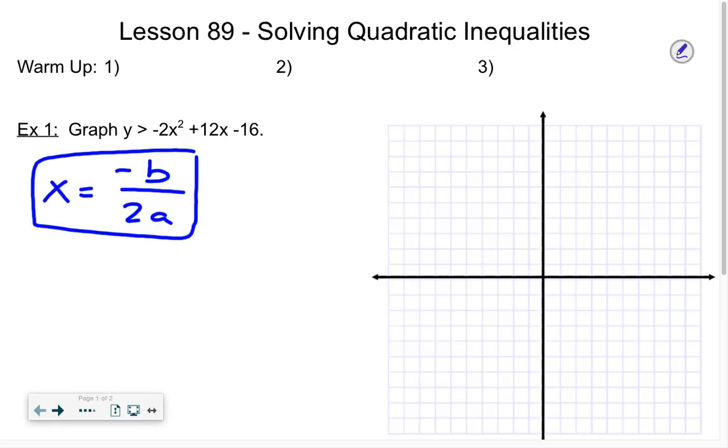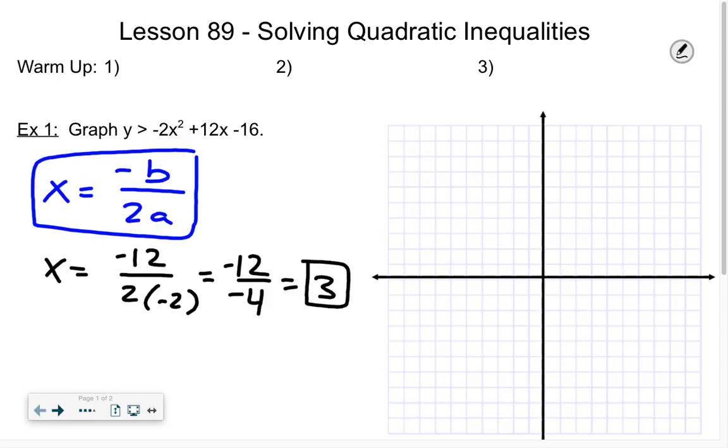Now again, the vertex is an ordered pair, correct? It's an xy pair. Which means this will give us the x value of the vertex. B value is 12, so negative 12. A value is negative 2. Negative 12 over negative 4, I'm coming up with my x value to be 3. Again, the vertex, it's an ordered pair. My x value I found to be 3. How do I find the y value? Tanner? Yeah, you take 3 and you plug it in.